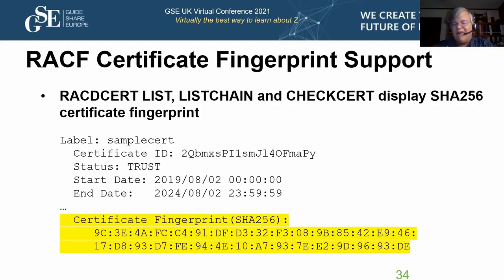So if you would do a RACDCERT LIST CHAIN, or CHECKCERT, that's what it would look like. You don't have to ask for anything. You just start seeing the information that's highlighted in yellow here, the certificate fingerprint. We do tell you the algorithm we use to generate it, and there's the hex string.